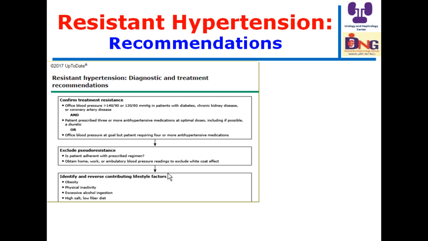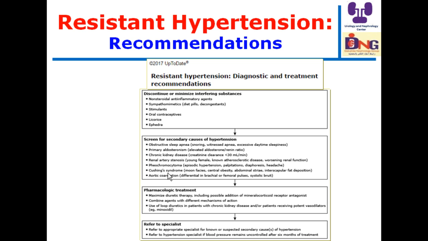Identify and reverse comorbid lifestyle factors: obesity, physical inactivity, excessive salt, low fiber. And then discontinue or minimize interfering substances like non-steroidal anti-inflammatory drugs, sympathomimetics like diet pills, decongestants, stimulants, oral contraception, licorice. All these should be stopped first.